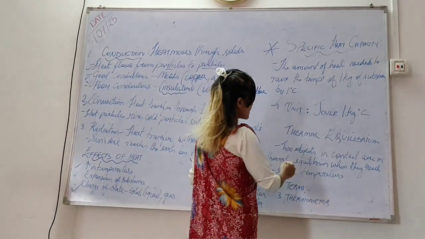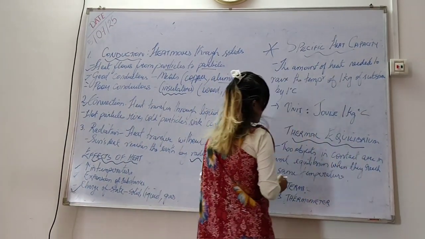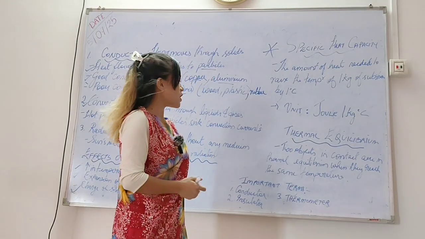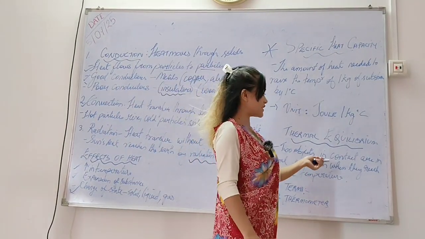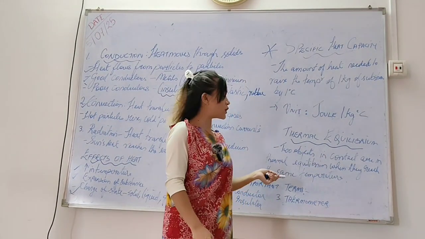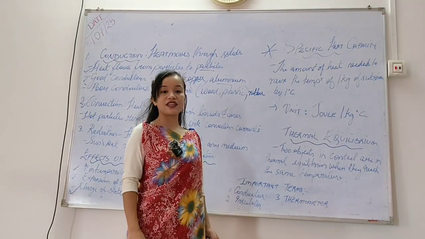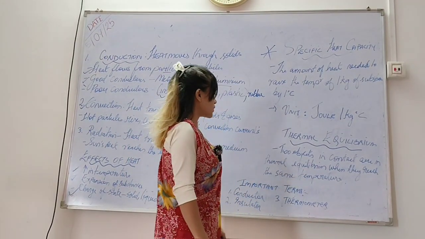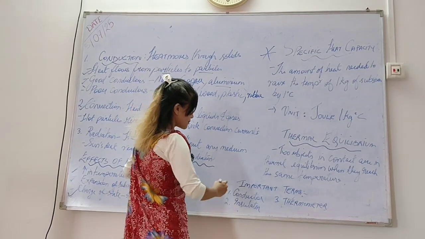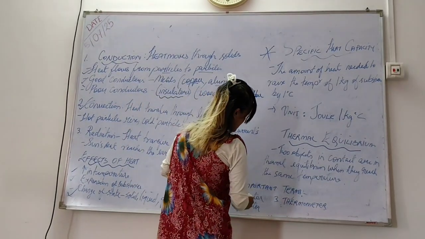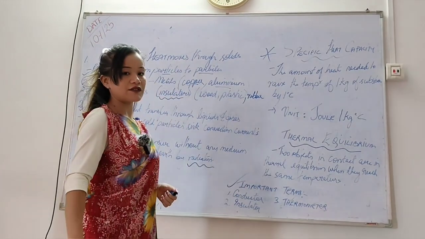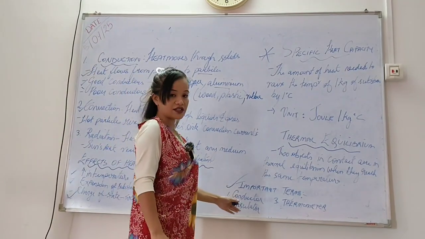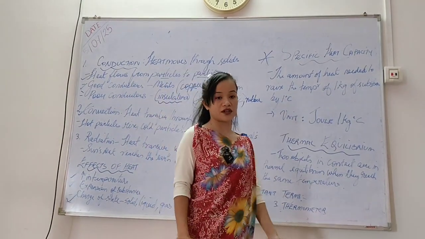Next, let's see thermal equilibrium. What is thermal equilibrium? When two objects are in contact, in thermal equilibrium they reach the same temperature. That is known as thermal equilibrium. Now let's see the important terms in this topic that we have discussed today: conductor, insulator, and thermometer.